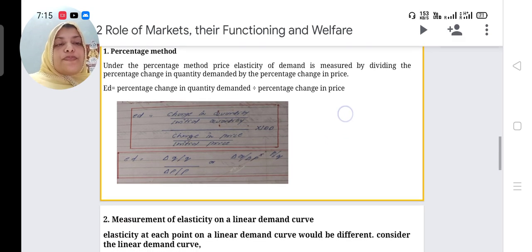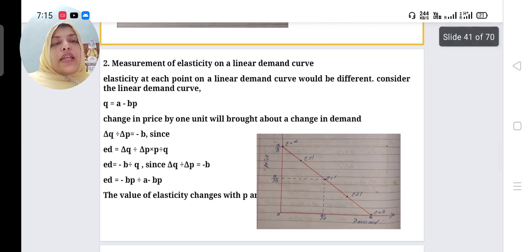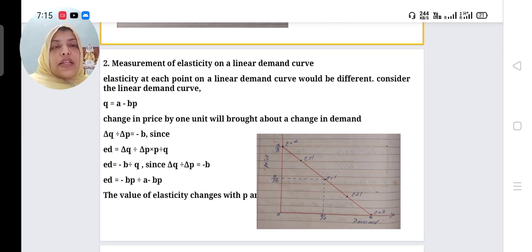Then the second method is measurement of elasticity on a linear demand curve. Elasticity at each point on a linear demand curve would be different. Consider a linear demand curve. Q is equal to A minus BP. A change in price by 1 unit will bring about a change in demand. Delta Q divided by delta P. Delta Q means change in quantity demanded. Delta P means change in price, equal to minus B.